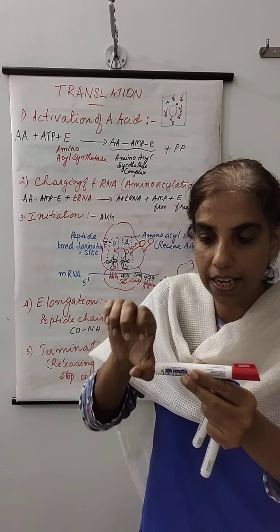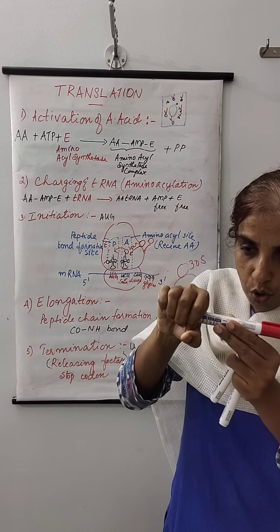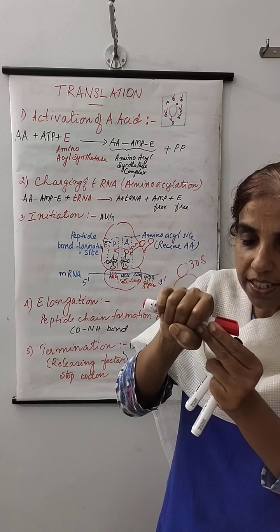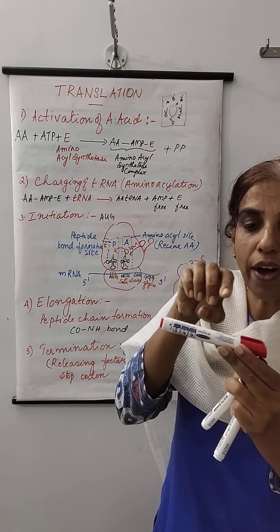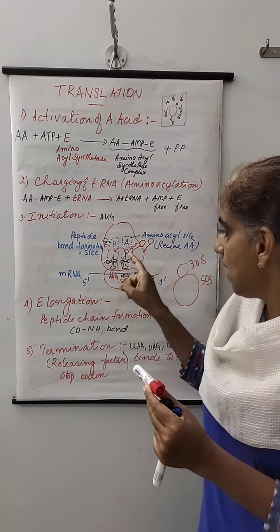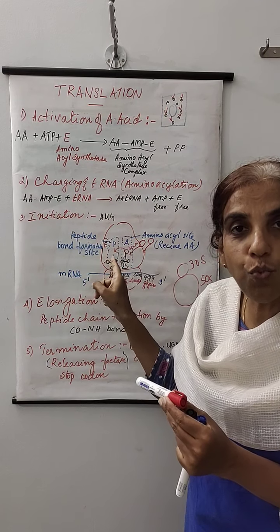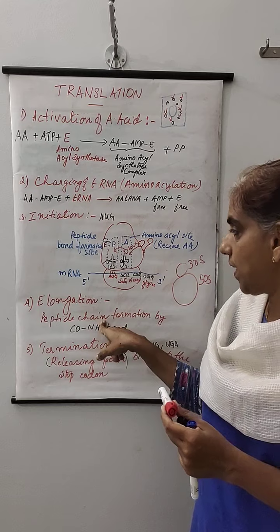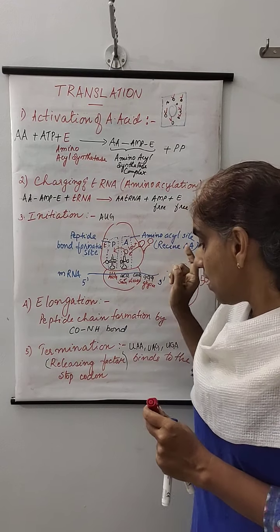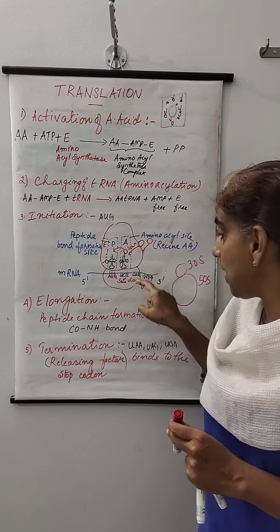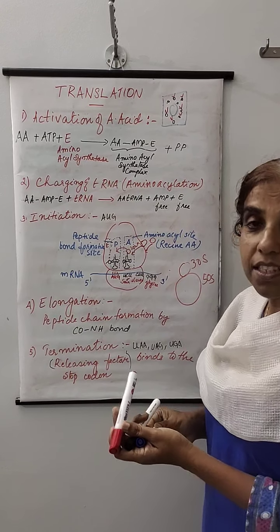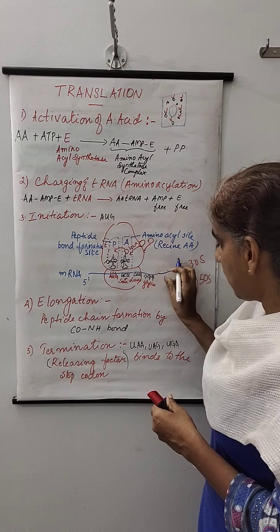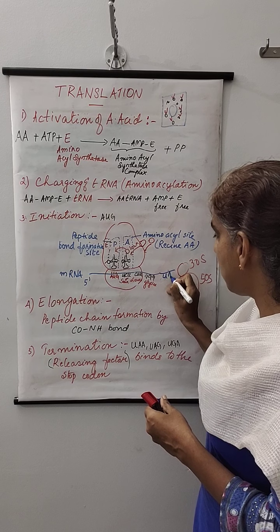Suppose this is the messenger RNA and this is the ribosome. Slowly from the 5' end, from the A site to the P site, this ribosome will slowly move. At the same time, you can see that the chain of amino acids will be proceeding, and the peptide chain formation takes place. And how long will this continue? This will continue till the termination codon comes on this messenger RNA. Suppose here on the messenger RNA, the termination codon UAG comes.